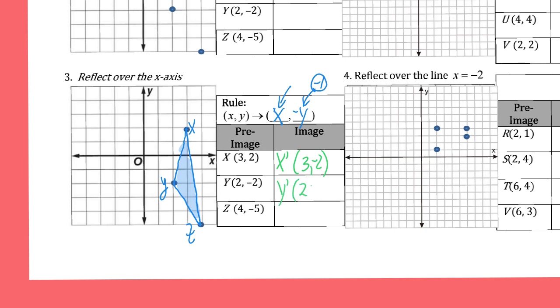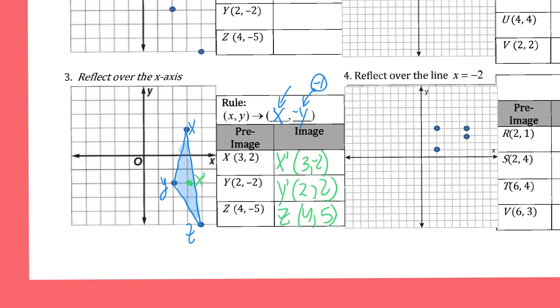So you get 2 and you get 2, okay? -2 becomes positive. You times it by -1. And then z was 4, and then the -5 becomes opposite, which is 5. So graph these points, 3, -2, and that's x prime.